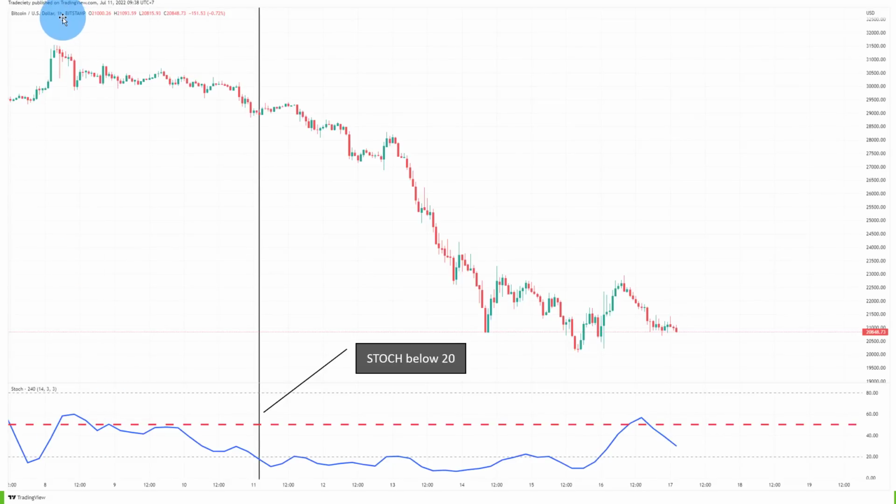You can also use a higher time frame stochastic. So here we are on the 1 hour time frame. And this is the stochastic from the 4 hour. And then you can see this is where the stochastic dipped below 20. And then you can see it's oversold all the way. And you can see the market is trending lower.